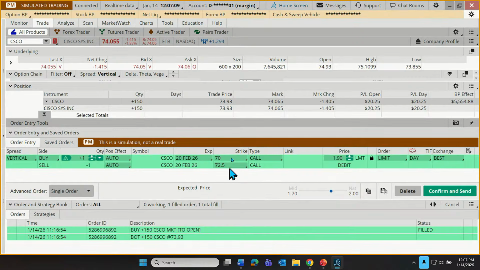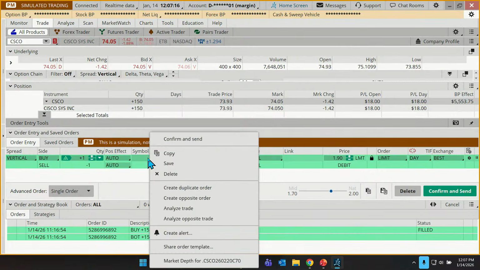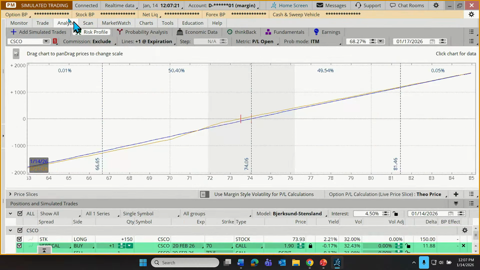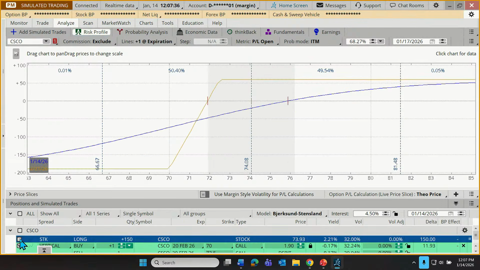So before we commit to this trade, what a trader might do is right click on this trade that they've constructed and select Analyze Trade. And what that does is it takes us to the Analyze tab. And if we go right to the Risk Profile tool, it brings up a profit and loss chart of this trade. Now, I've done something here deliberately to kind of throw us off course. I want our chart to look like this. And yet right now, it looks like this.